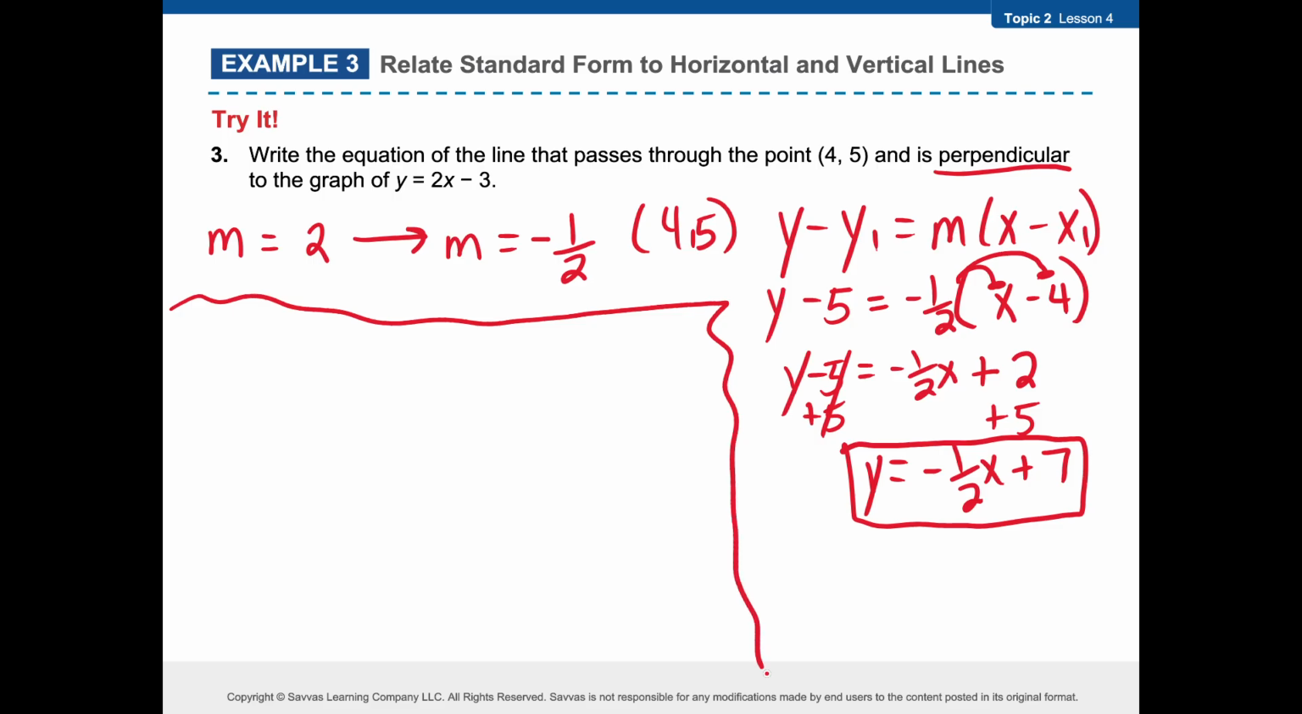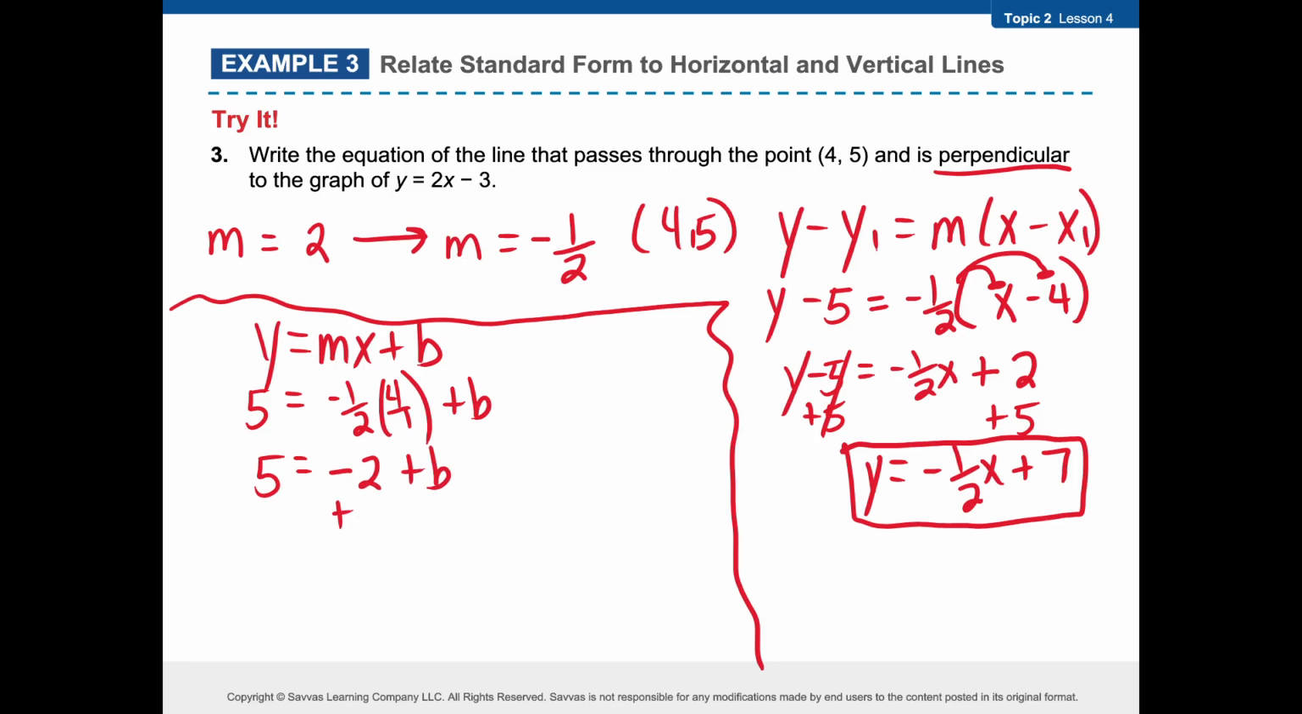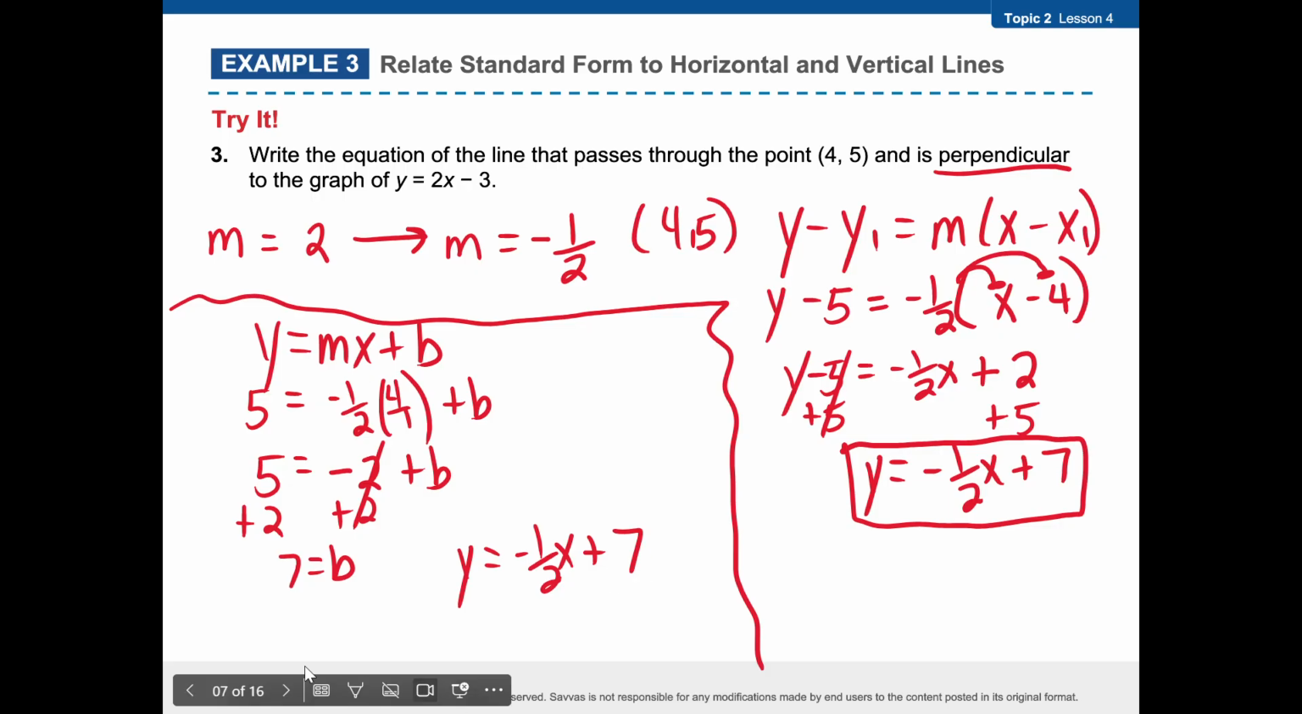If anybody liked the other way better, using just slope intercept to find your b: 5 equals negative 1/2 times 4 over 1 plus b. Again, a negative times a positive is negative, half of 4 is 2. Add 2 to both sides. 7 equals b. So y equals negative 1/2 x plus 7. It's pretty much preference in which one is easiest for you.